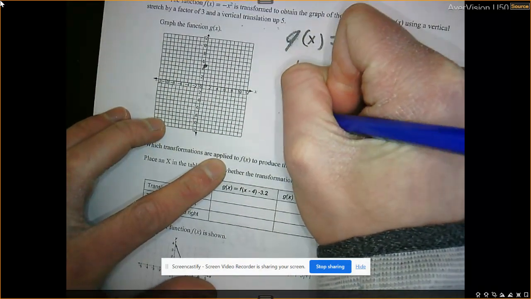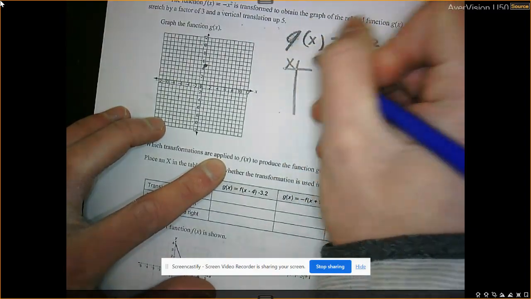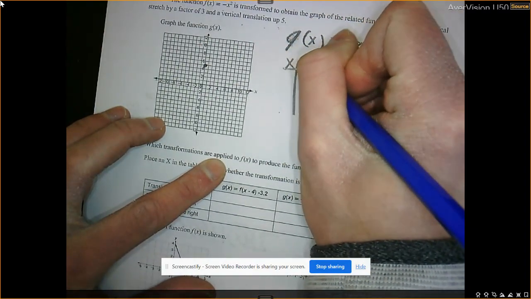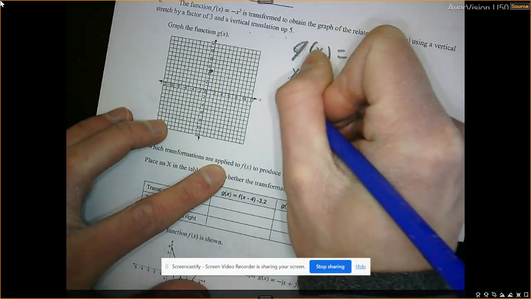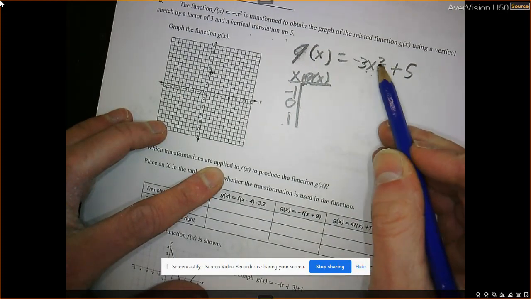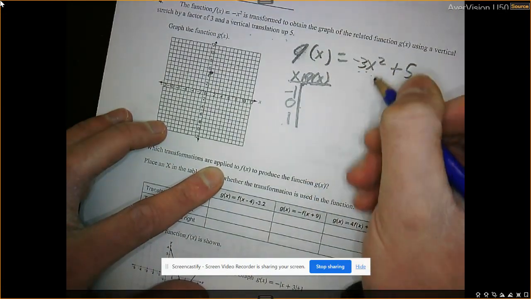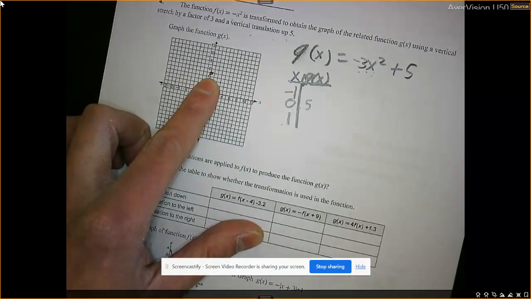Now, if you prefer to make a little x, y t-chart, or x, g of x t-chart, again, same thing as an x, y t-chart, you could put in 0, you could put in -1, you could put in 1, see what you get. Well, we put in a 0. 0 squared times -3 is 0, because 0 squared is 0. 0 plus 5 is 5. Yeah, and that's where I plotted it.